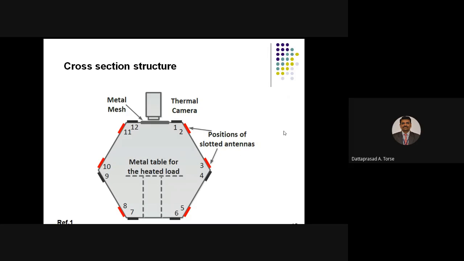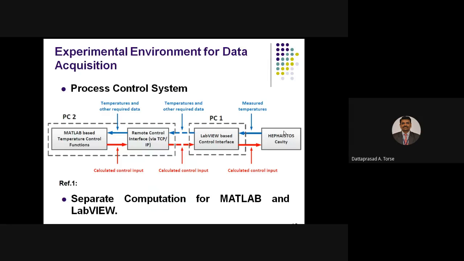This was the overall cross-sectional structure of the system. We had placed a thermal camera and there were 12 sources from which heat was generated, of course, using magnetron. And you can see the position of slotted antennas from where electromagnetic energy was transmitted inside the cabin. This block diagram shows where we had used MATLAB as well as LabVIEW, because we required two different systems in order to capture images, process them and give the feedback. So I'll be a little quick.